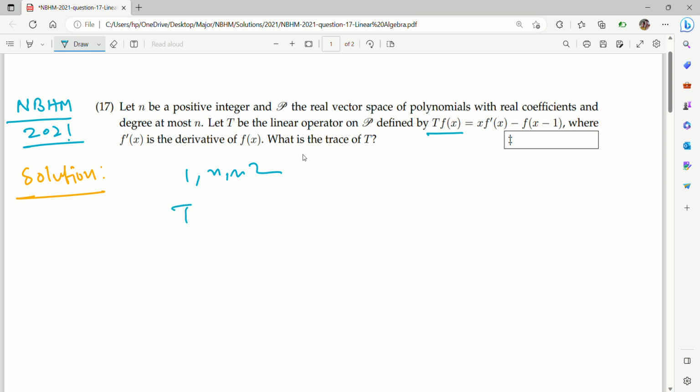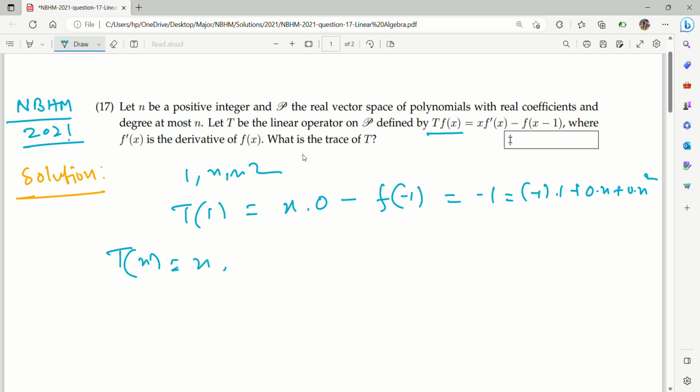Okay, so what do we have? T of 1 is x times 0 minus f of x, minus 1, which is equal to minus 1, right? And minus 1 can be written as minus 1 times 1 plus 0 times x plus 0 times x squared. Similarly, T of x is x times f'(x), which is 1, minus f(x), minus 1, so it is x minus 1, right? Which gives 1 times 1 plus 0 times x plus 0 times x squared.